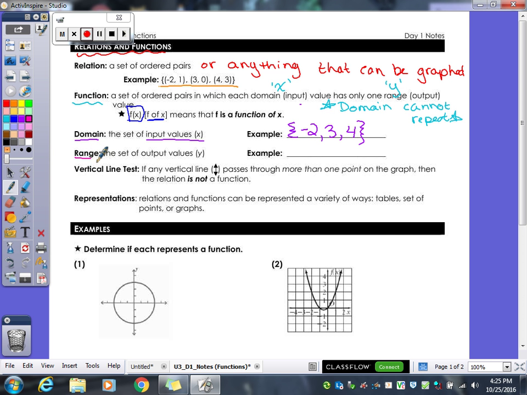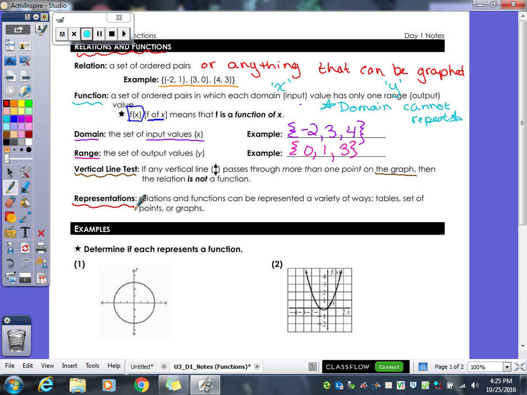From the example up above, our range would be your y values. Now when you list them out, you do have to have the little squiggly braces there, but you also need to make sure you include them from least to greatest. You always need to reorder them in that way. One way we can tell if we have a function is by using the vertical line test. If you have the picture of a graph, you want to draw the vertical line on there to see if it is a function. And we're going to do some examples about that in a second.